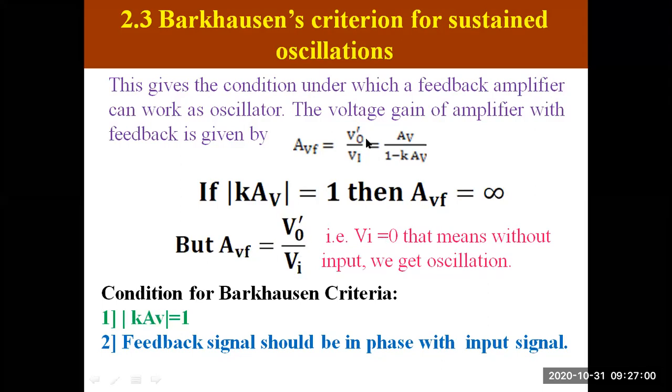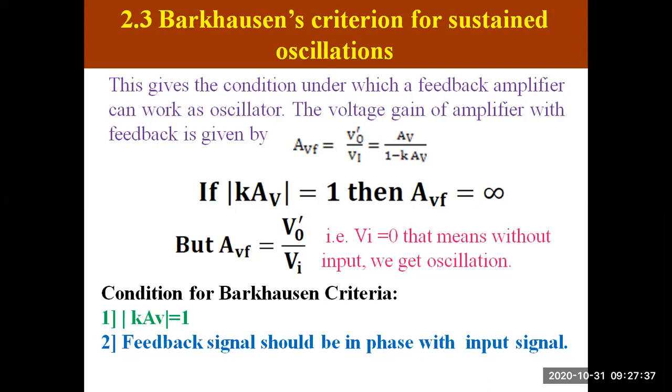AVF is equal to V0 dash divided by VI. VI 0 असेल तरच V0 dash आपल्याला किती मिळतंय? VI 0 असेल तर AVF किती मिळतंय? इन्फिनिटी. म्हणजे in case of an oscillator there is no input signal, but in case of an amplifier there is a certain input signal. Amplifier च्या बाबतीत इनपुट सिग्नल लागतात, मात्र ऑसिलेटरच्या बाबतीत इनपुट सिग्नलची गरज नाही. Without input we have to get the oscillation. VI is equal to 0, that means without input we have to get the oscillation.